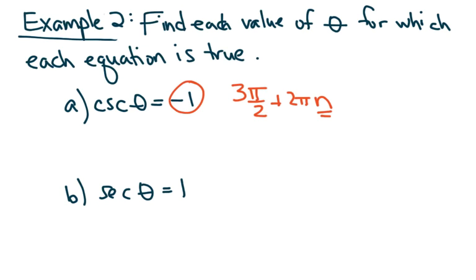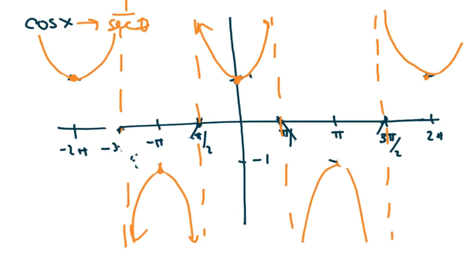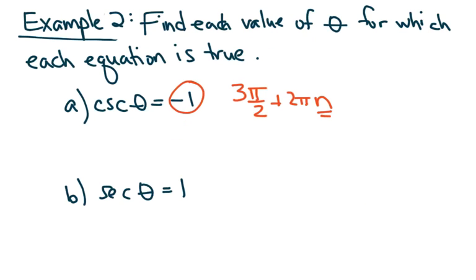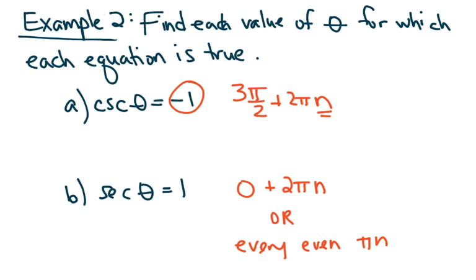And then secant theta is equal to positive 1. So here's the secant graph. The first place that it's 1 is at 0, and then it repeats itself in 2 pi. So we write 0 plus 2 pi n. Or we can say that it happens at every even pi n. Either one of those will work, although this will probably be the easiest for you to do.